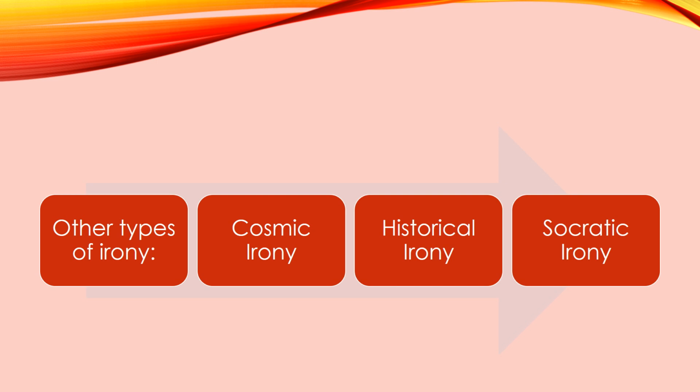Now, there are other types of irony that we will contend with. There is cosmic irony. There is historical irony. There is Socratic irony as well. Now, cosmic irony is also known as the irony of fate.